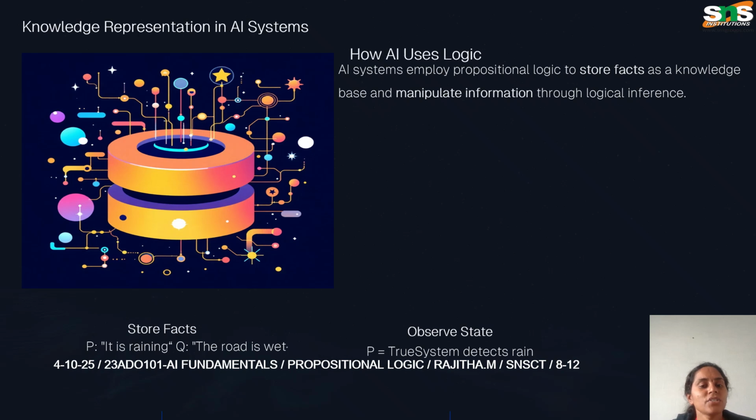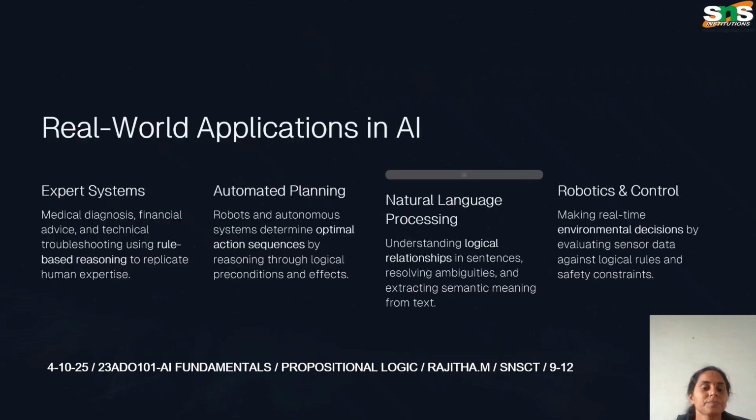Knowledge representation in AI systems: propositional logic helps AI store and reason about knowledge. For example, store facts, define rules, observe state, and infer conclusions. Store fact: P, it is raining. Define rules: if P, then Q, meaning if it is raining, the road is wet. Observe status: P is true. Infer conclusion: therefore Q is true, the road is wet. This step-by-step reasoning is how expert systems and automated reasoning tools work in AI.